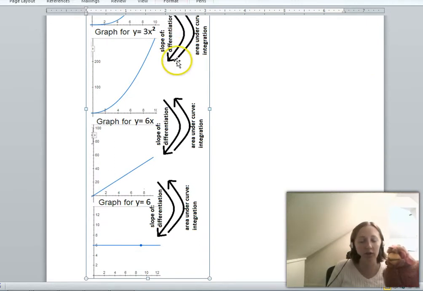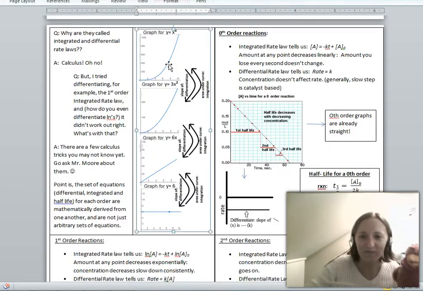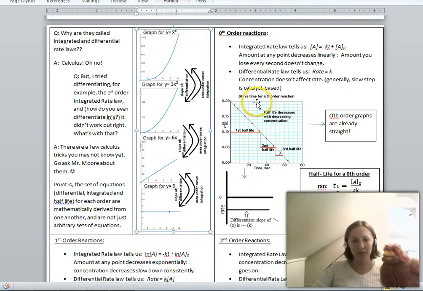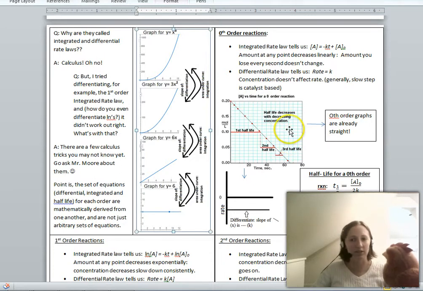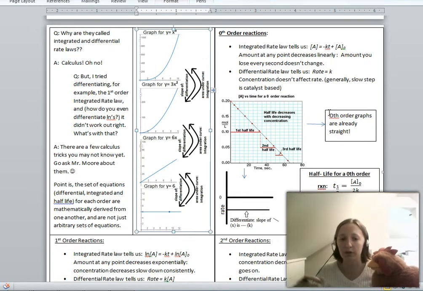Now that you have learned all of calculus, we can now talk about kinetics again. So, for zeroth order reactions, and a lot of this is reiteration and firming up of your concepts about the zeroth, first, and second order reactions. You have seen a lot of these little things briefly before.